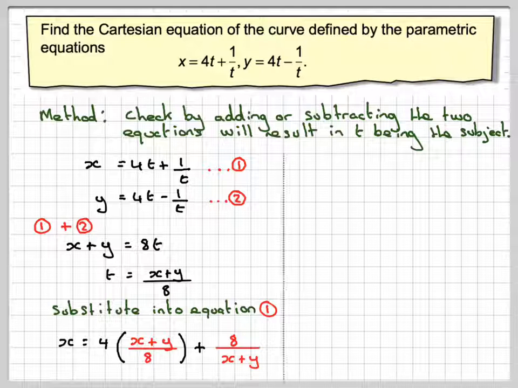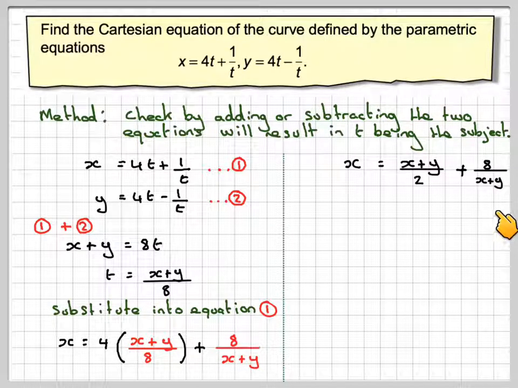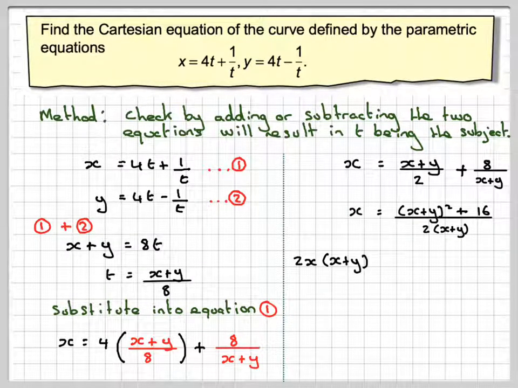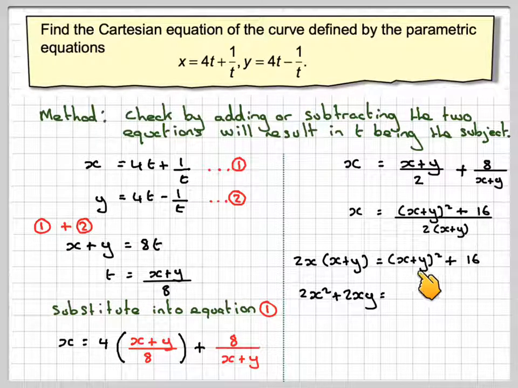Okay, so now the 4 and the 8 will cancel, so we get x plus y over 2 plus 8 over x plus y. We want to make a common denominator of 2 times x plus y. That means we're going to multiply this by x plus y, so we get x plus y squared, and this 8 by 2 to get 16. And then we're going to take this up here, so we're going to get 2x, x plus y squared plus 16. Expanding here, we're going to get 2x squared plus 2xy. Expanding x plus y squared, we get x squared plus 2xy plus y squared plus 16.